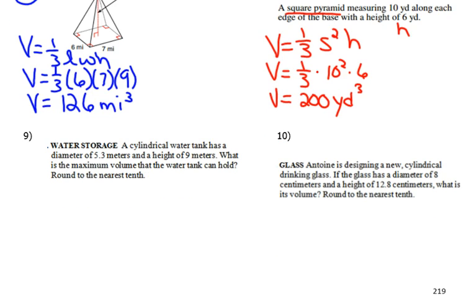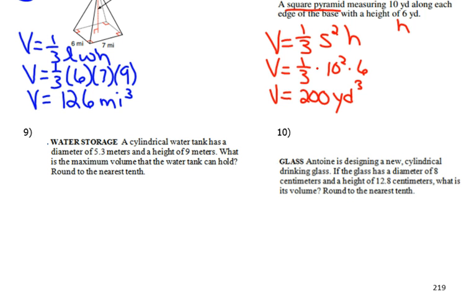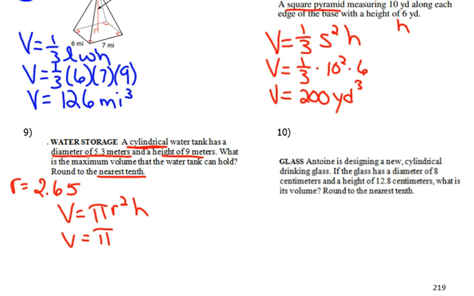Okay, we'll do one more. A cylindrical water tank has a diameter. Oh, that's a cylinder. Oh, good, we're going back. Okay, has a diameter of 5.3 meters. So I already know I'm going to need radius, so I'm going to do half of 5.3, which is 2.65, and a height of 9. It's a cylinder, right? So that isn't the 1/3, that's just my big B h, pi r squared h. It's telling me to round to the nearest 10. So we have pi times 2.65 squared, and my h is 9.